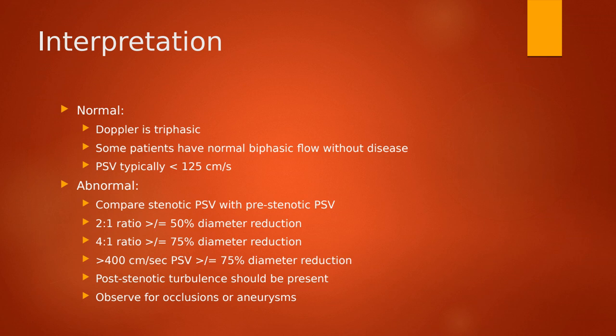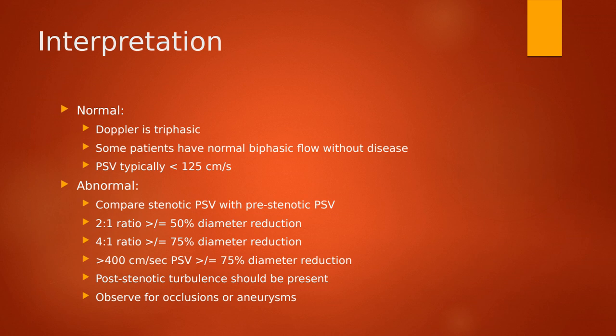And then you go to Doppler right before the region where you got that really, really high velocity. You are going to use those two velocities to help you calculate a ratio. So if we have a 2-to-1 ratio, that's going to indicate that there is at least a 50% diameter reduction in that segment of that vessel where you got that really, really high velocity.